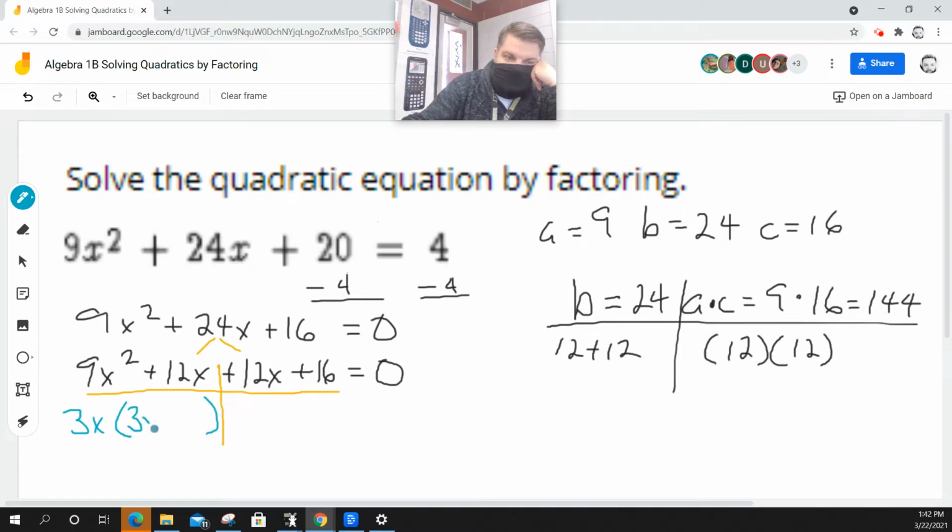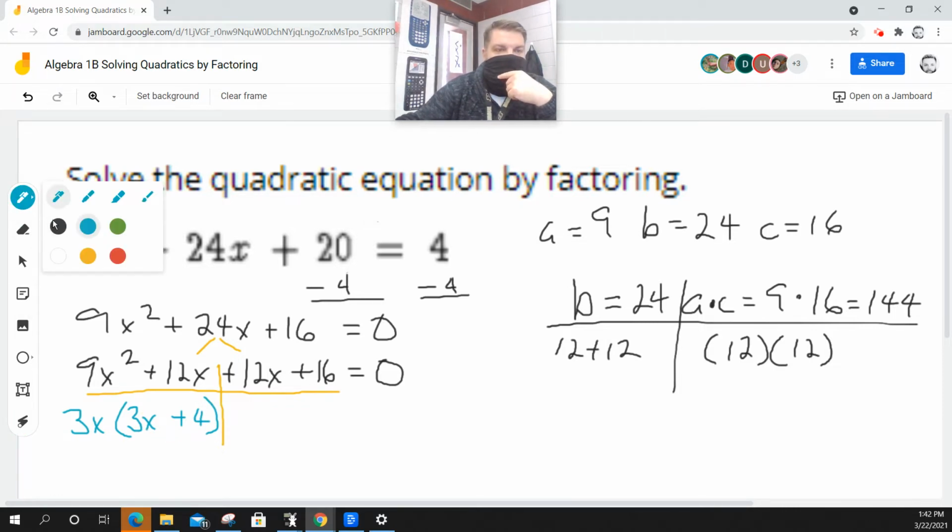So then what I got to do is I got to guess and say, what do I multiply 3x by to get 9x squared? Well, it'd have to be 3x, right? 3x times 3x gives me 9x squared. What do I multiply 3x by to give me 12x? Well, 3x times positive 4 gives me 12x. Now, if I've done everything correctly, over here I should get 3x plus 4.